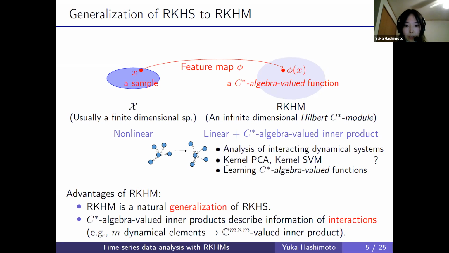And also, we expect we can generalize these methods in RKHS to RKHMs. There are two advantages of RKHM. First, RKHM is a natural generalization of RKHS. And also, as I explained, C-star-algebra-valued inner products, like a matrix-valued inner product, can describe information of interactions between variables.